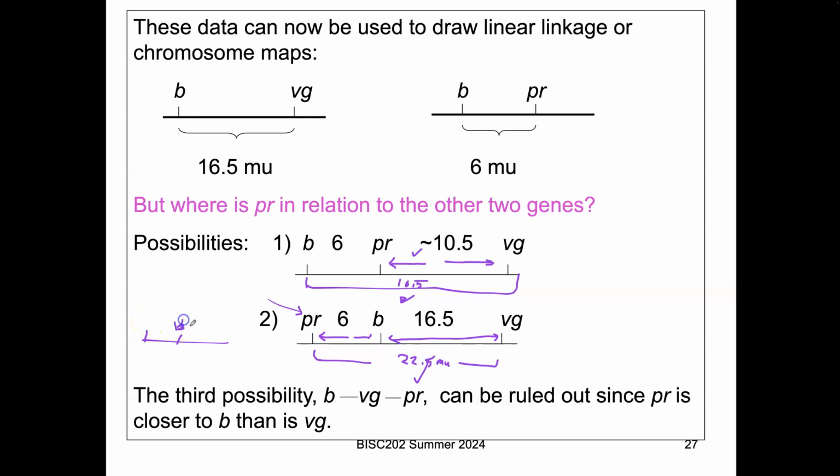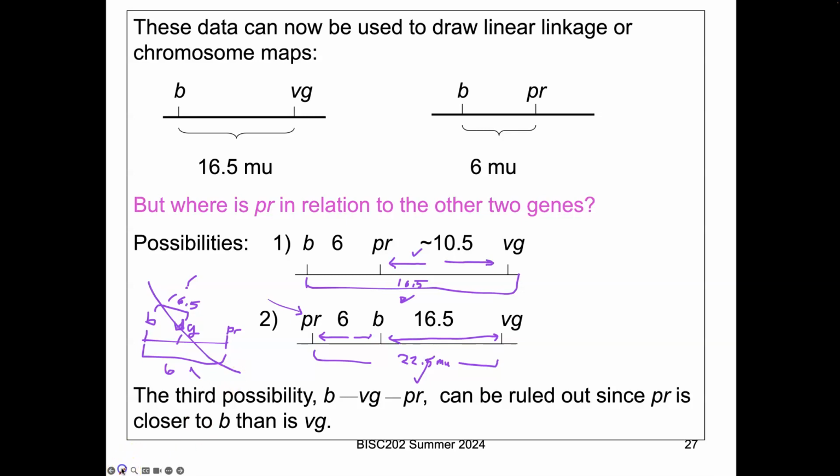Or sorry, vestigial, what am I saying? Vestigial in the middle, vestigial to black, vestigial to purple. So we know that vestigial to black is 16.5, and then purple to black is 6, right? This doesn't make any sense, right? This number is way smaller than this number. So we know, just logically, that that arrangement can't be the correct one.